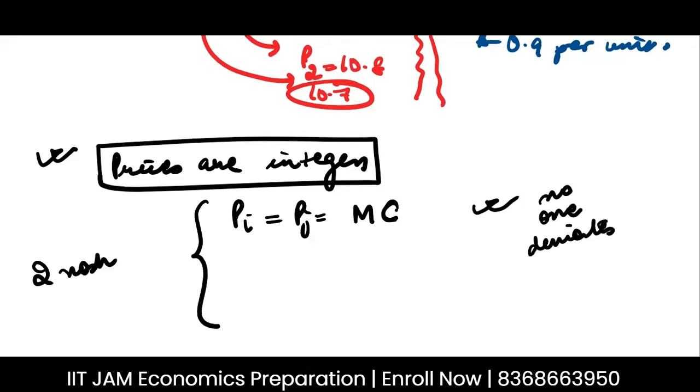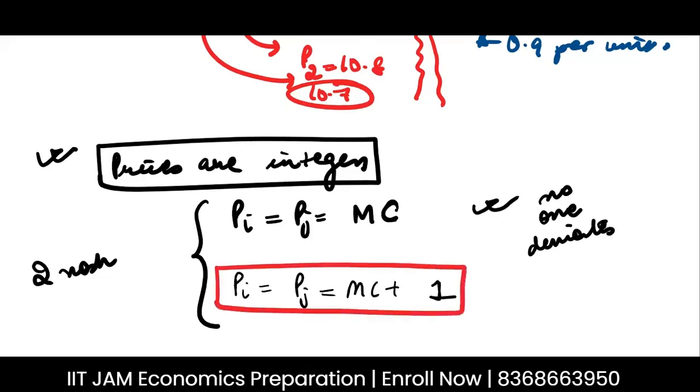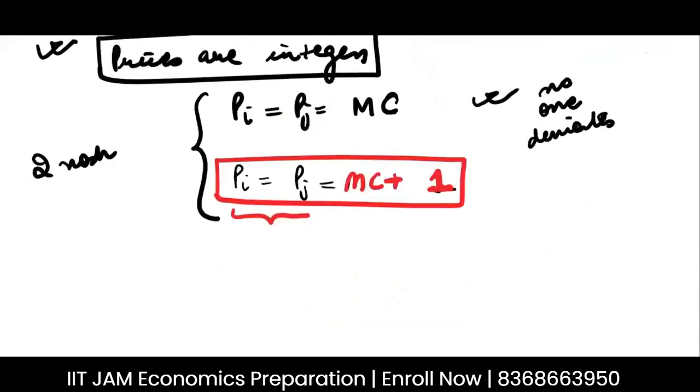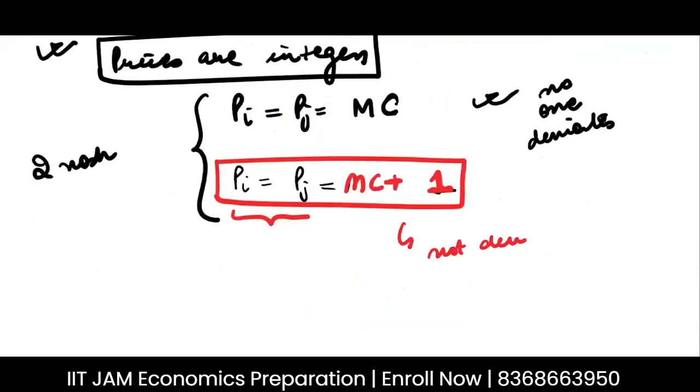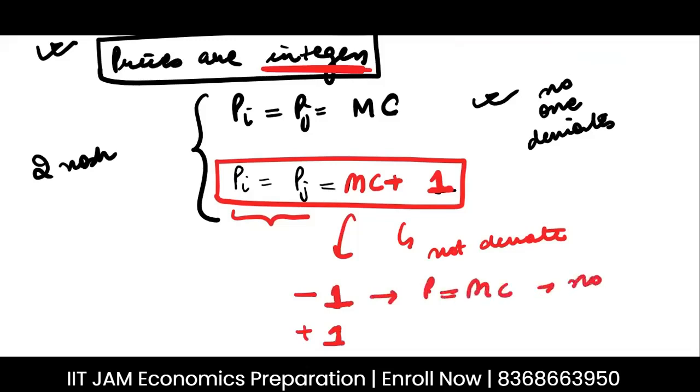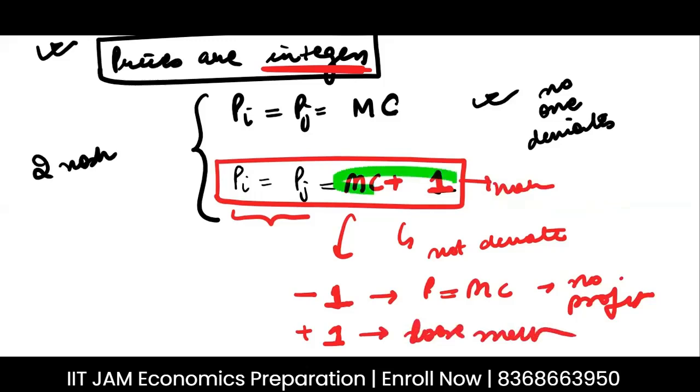No incentive to deviate. The other equilibrium is Pi equal to Pj equal to MC plus 1. If both the firms charge exactly the same price, equal to marginal cost plus 1 rupee, then also they will not have an incentive to deviate. Because if they lower their price, it's in integers. So either you lower by 1 or you increase by 1. If you lower it, then you will be charging a price equal to MC and you will make no profit. Currently, you are making profit. And if you increase it, you will lose the market.